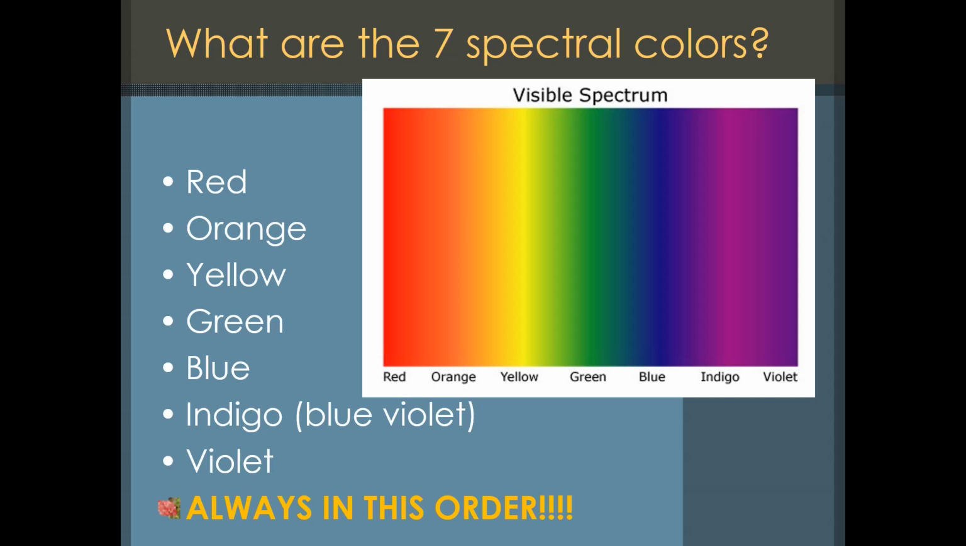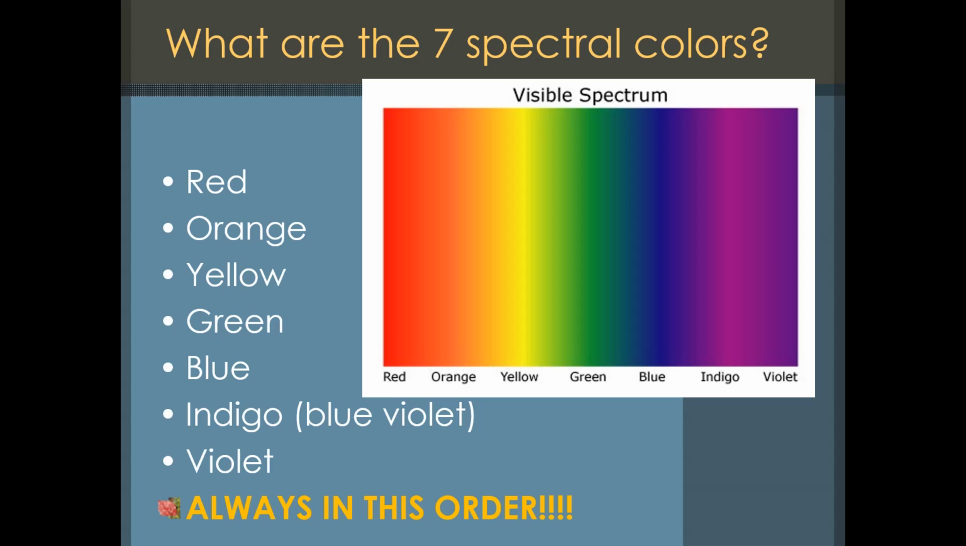All right, those 7 visible colors always appear in the same order: red, orange, yellow, green, blue, indigo, and violet. Indigo is sort of a blue-violet kind of color.